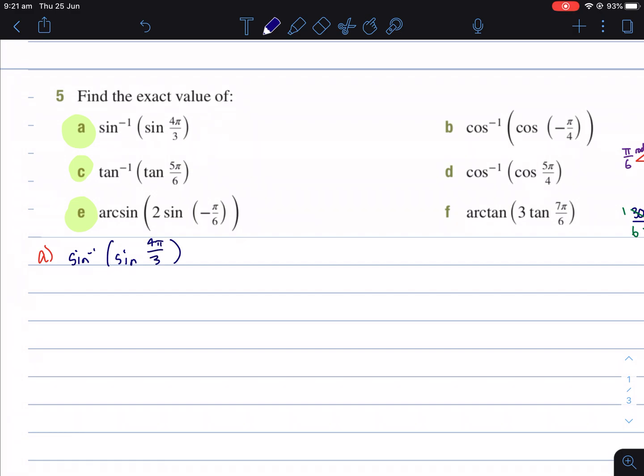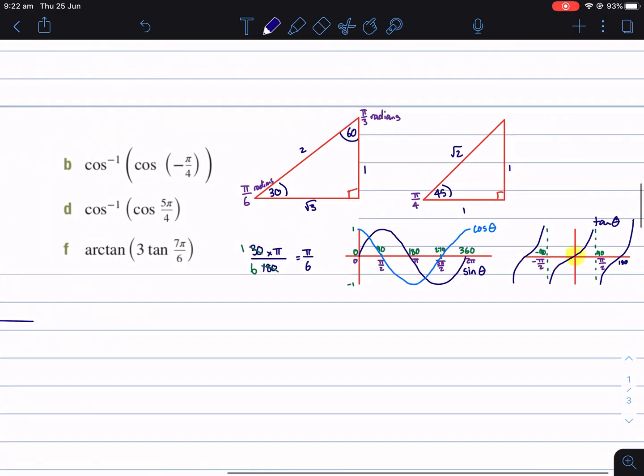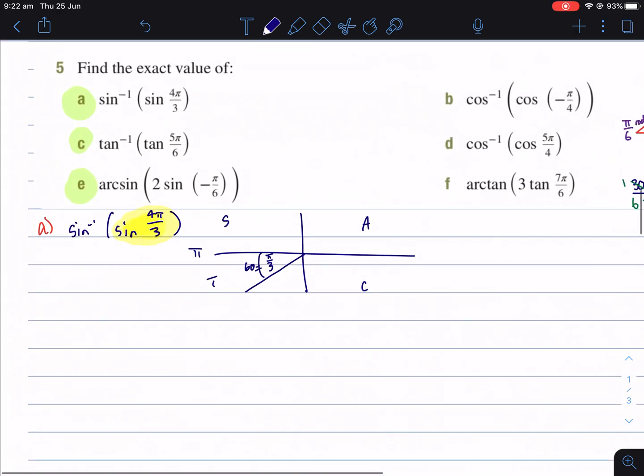Now, sine 4 pi on 3. 4 pi on 3 is pi on 3 more than pi, yeah? So this is pi, and we're going an extra pi on 3, which is 60. So if we're doing sine pi on 3, that is root 3 over 2, but it's going to be negative because we're down in tan.